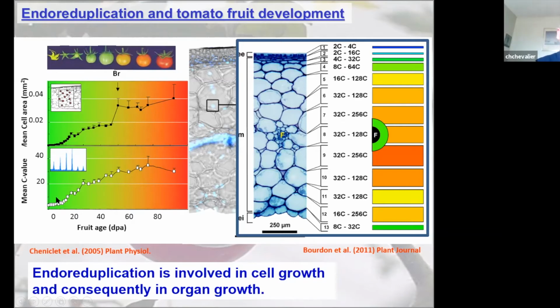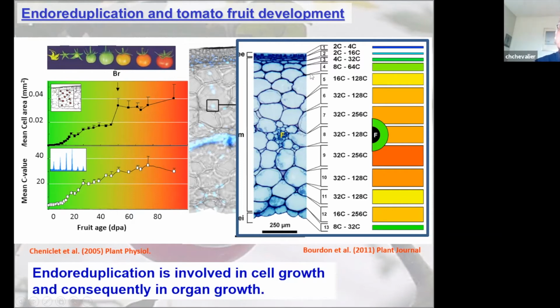And if we measure the mean DNA content value in the nuclei, we have also this increase in this content of DNA. So there is a correlation between the increase in cell size and the increase in DNA content. On the right part of this image, using this FISH technique I talked about on the previous slide, we have used this technique to detect what is the DNA content in all these individual cells across this cross section of the tomato fruit pericarp.